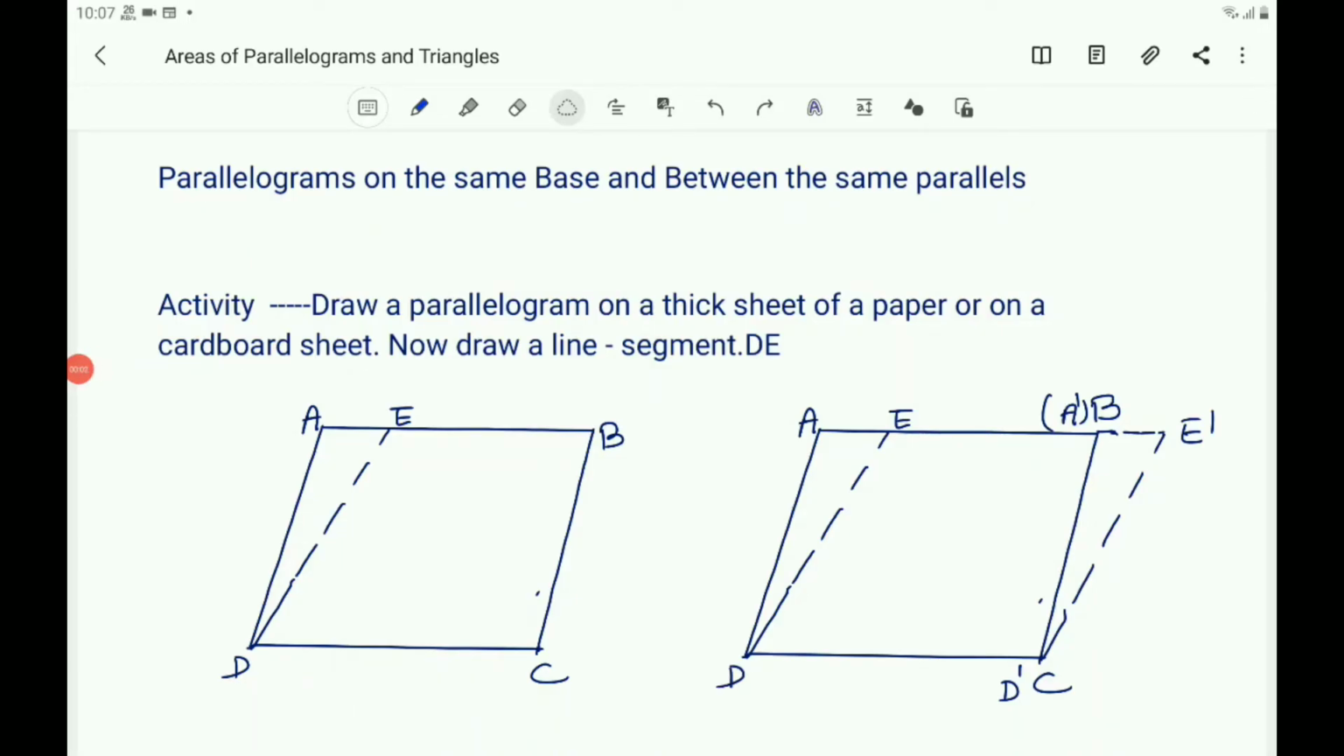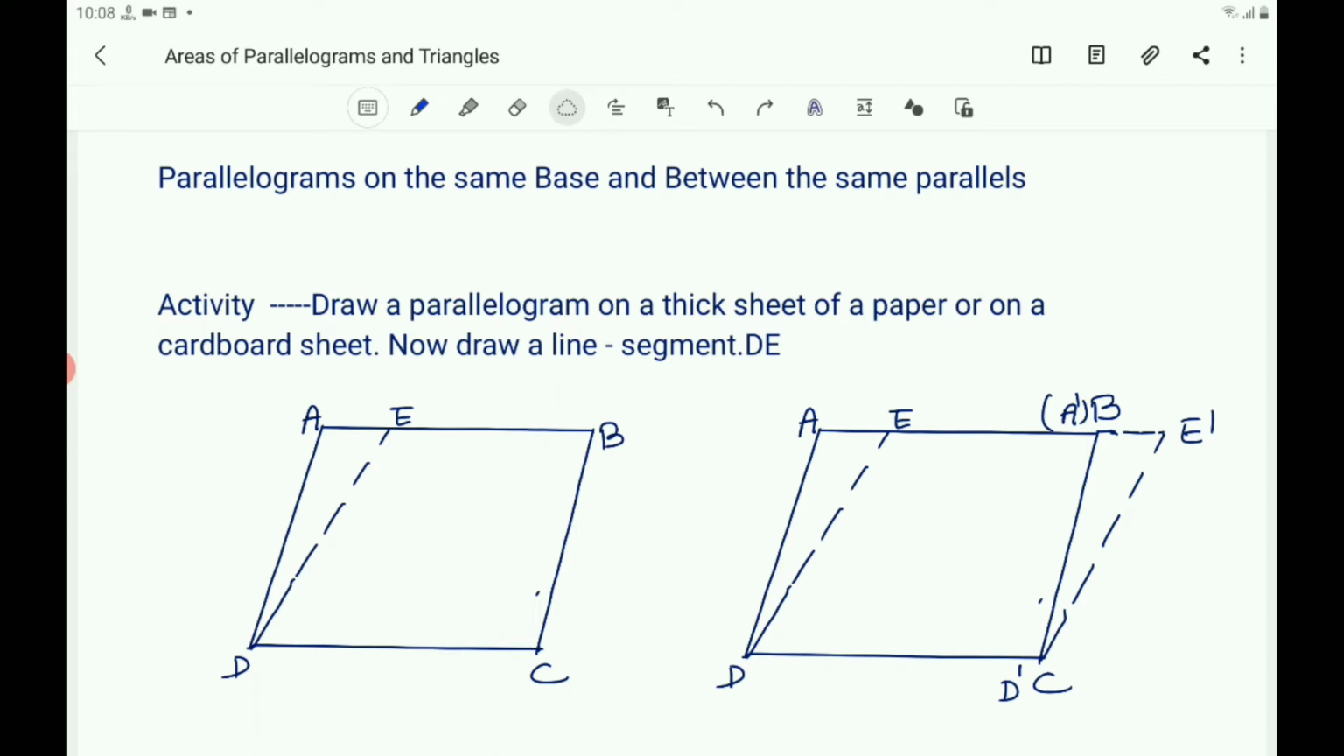Children, now let us continue the chapter Area of Parallelograms and Triangles. Now about the parallelograms on the same base and between the same parallels. When parallelograms are said to be on the same base and between the same parallels has already been discussed. Now, to find the area of parallelograms on the same base and between the same parallels, let us do one activity.